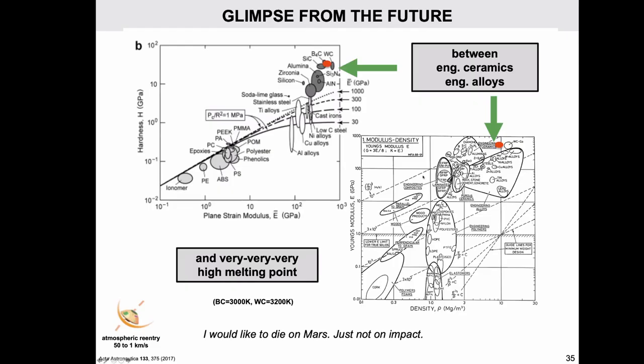So where we are in the hardness plots, we are here, as I told you before. We are in between engineering ceramics and engineering alloys, but we have a very, very high melting point. Probably harder than tungsten carbide and hafnium carbide, and probably amongst the highest existing in nature.